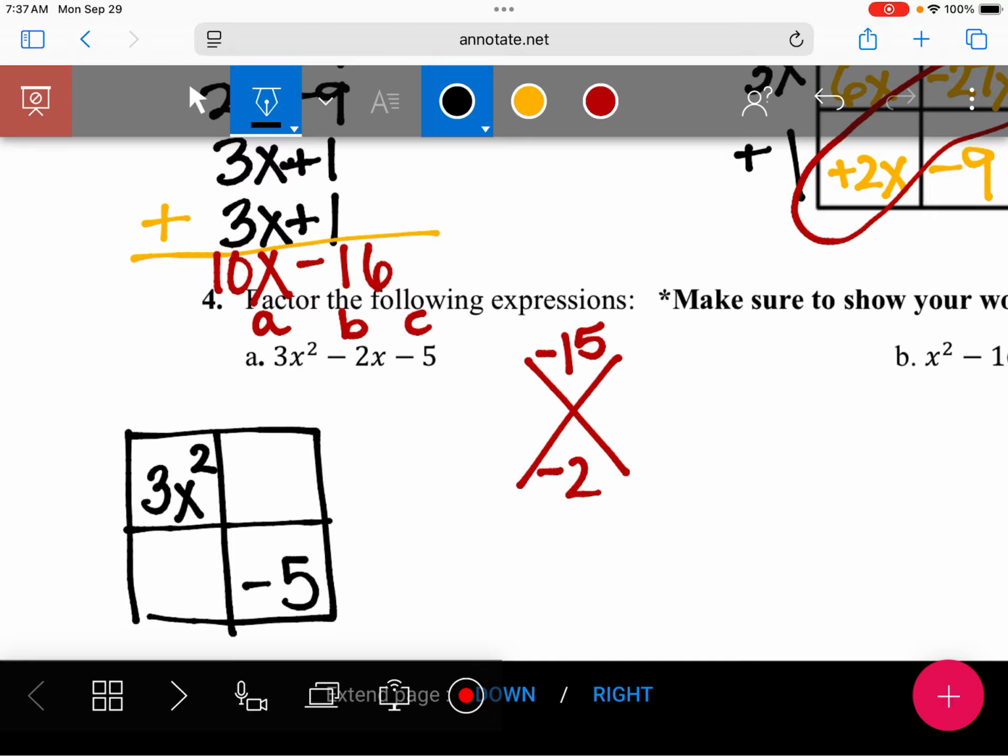All right, anybody know the numbers? They multiply to be negative 15 and add to negative 2. 3 and 5. Which one would have to be negative? The 5. Good job.